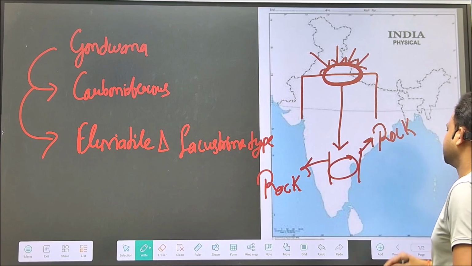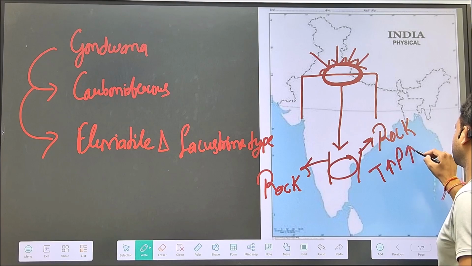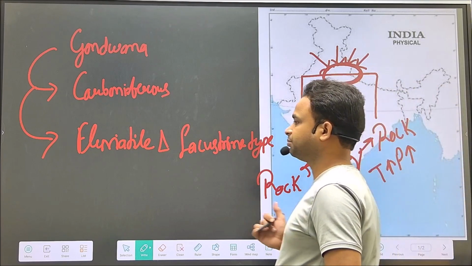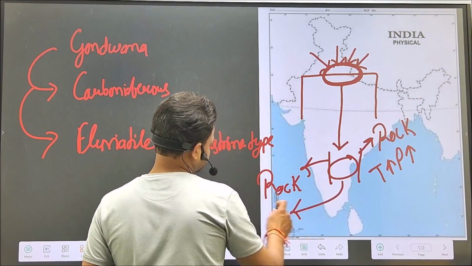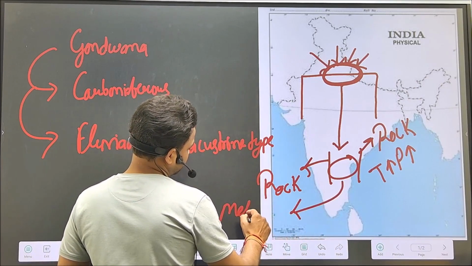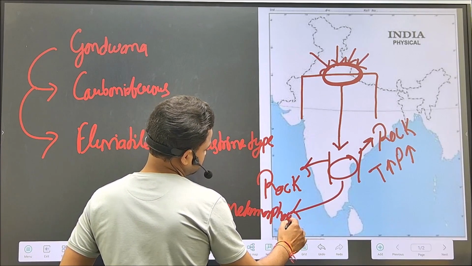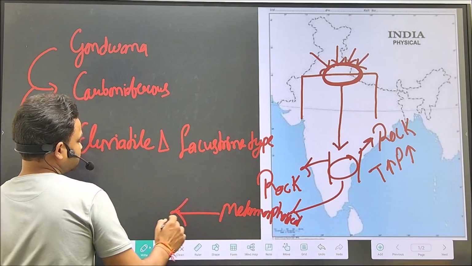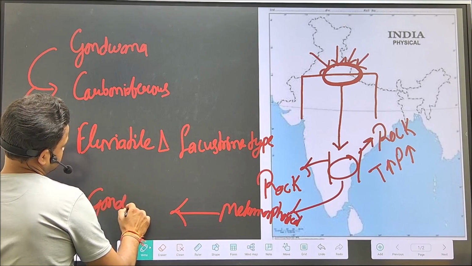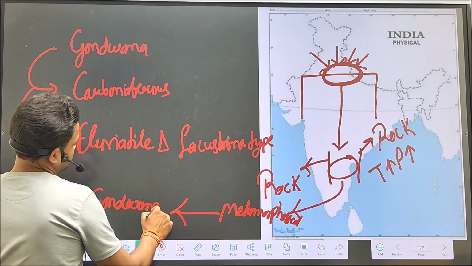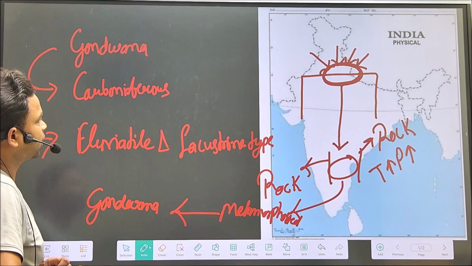There is also the presence of extreme temperature and pressure. And due to extreme temperature and pressure, the deposition is metamorphosed, and the metamorphosed deposition is called Gondwana. So this is the whole phenomenon of the forming of Gondwana rock.